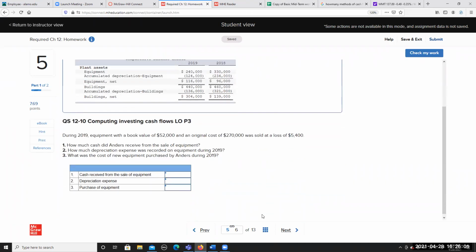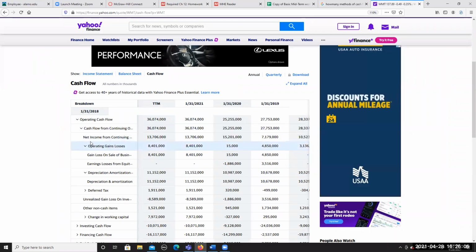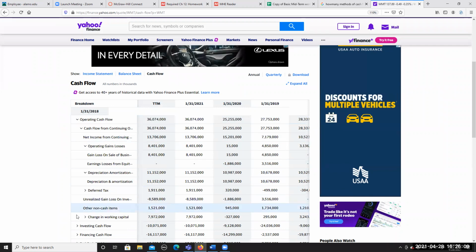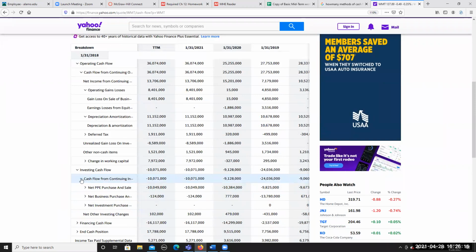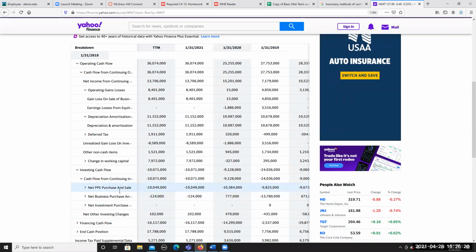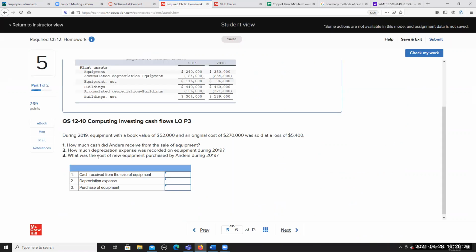Computing investing. Now remember over here we had operations. What was it? I asked you to remember. Oh, I forgot. Operating, investing, financing. So now they're asking you to look at investing. Investing is investing in yourself by buying machinery, property, plant, equipment, or investing in other companies, like buying the stock of another company.